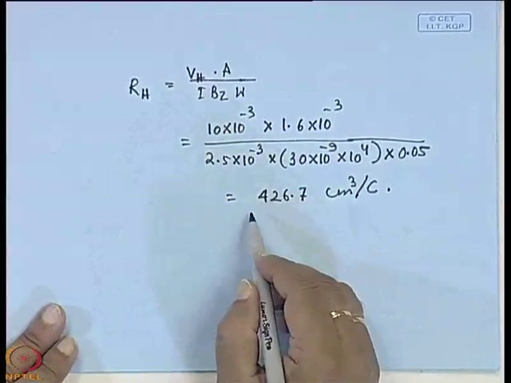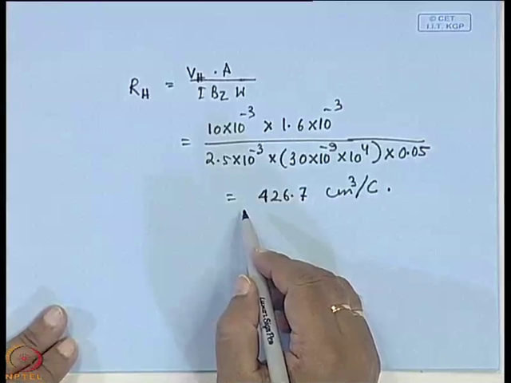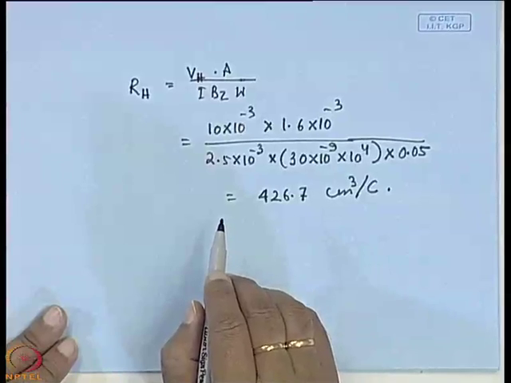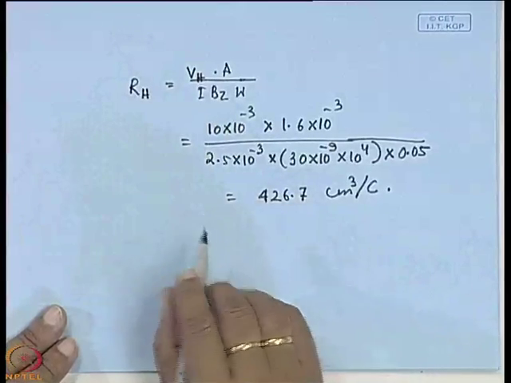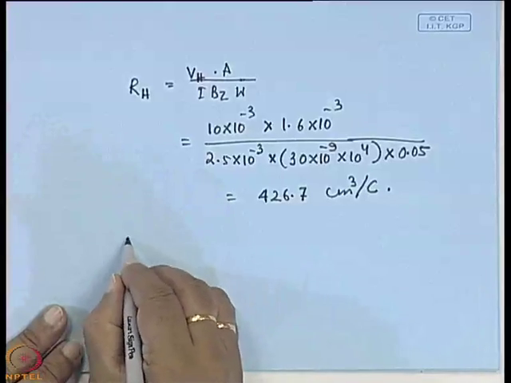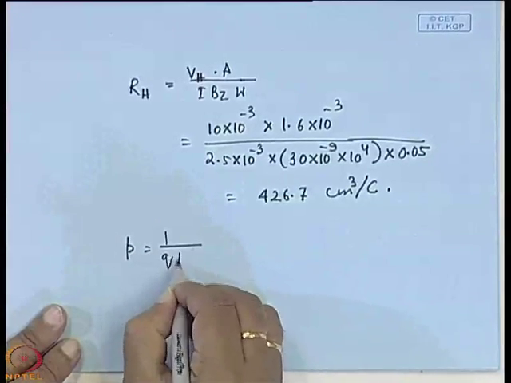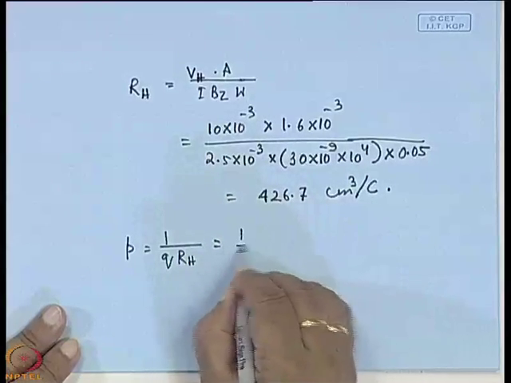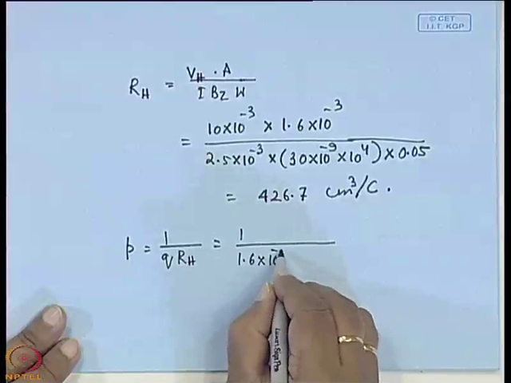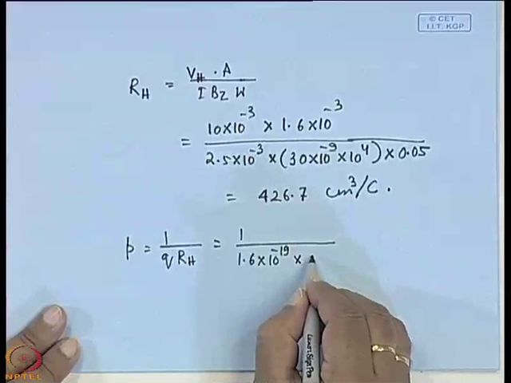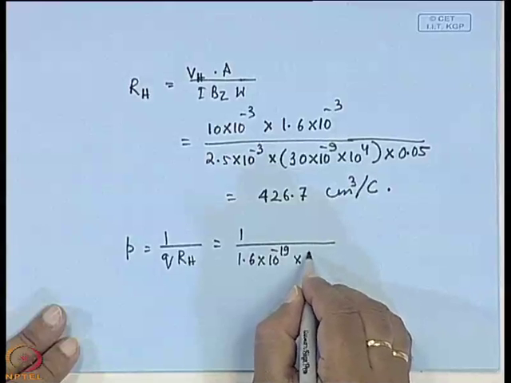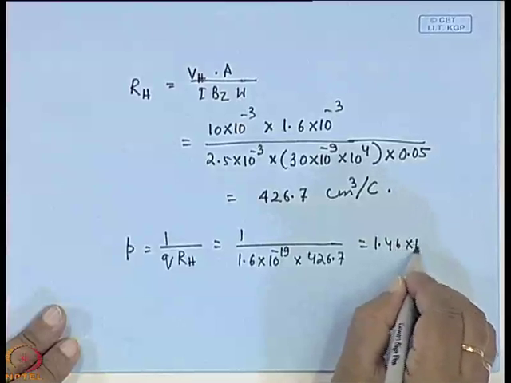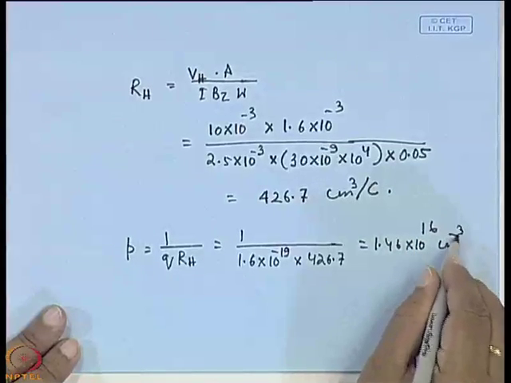So, here RH is positive. So that means the sample is p type and the carriers are holes. Then what is the hole concentration? P equals 1 by q into RH. So, 1 by 1.6 into 10 to the power minus 19 multiplied by 426.7, and it comes out to be 1.46 into 10 to the power 16 centimeter cube inverse.